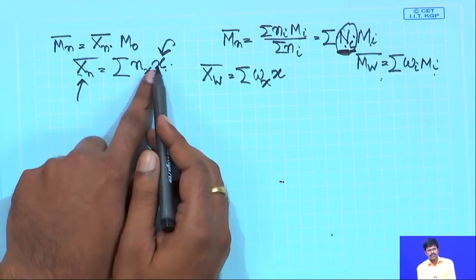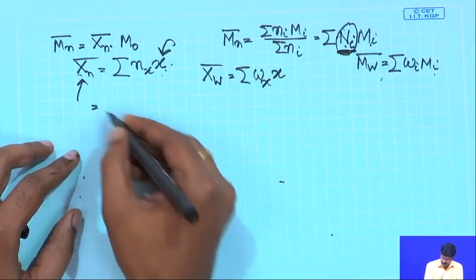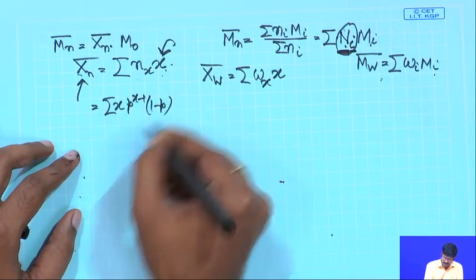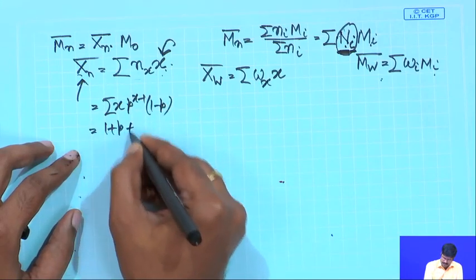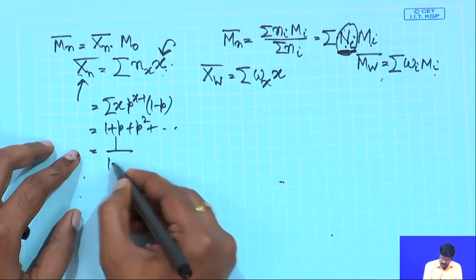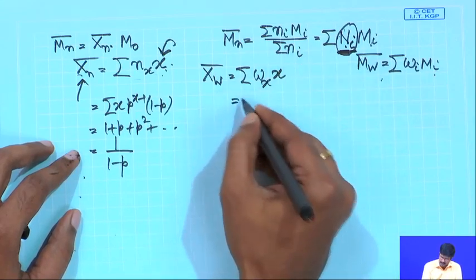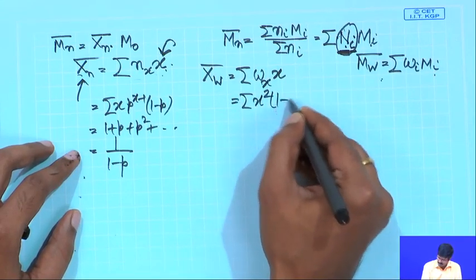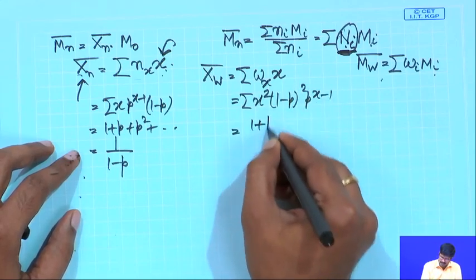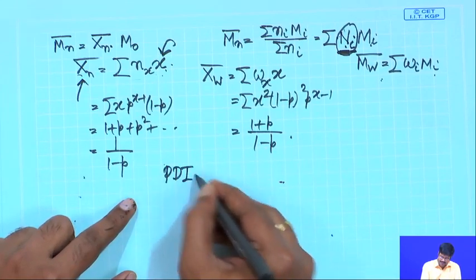So, summation of the number fraction into x over all x's. If you put the corresponding values here, that becomes x into p to the power x minus 1 into 1 minus p, and that is equal to 1 plus p square, so on and so forth, and this can be approximated as 1 divided by 1 minus p. And similarly, if you put all the values here, that will be the sum over x square into 1 minus p square into p to the power x minus 1, that will be equal to 1 plus p divided by 1 minus p. And now, what is the polydispersity index?